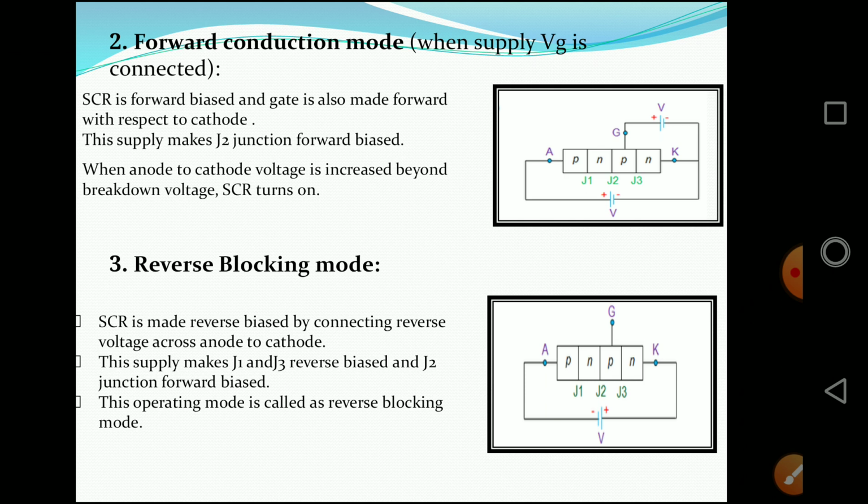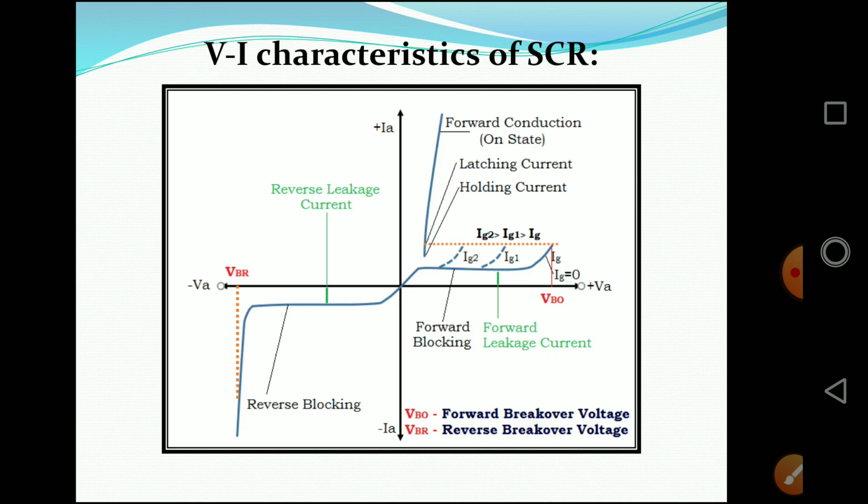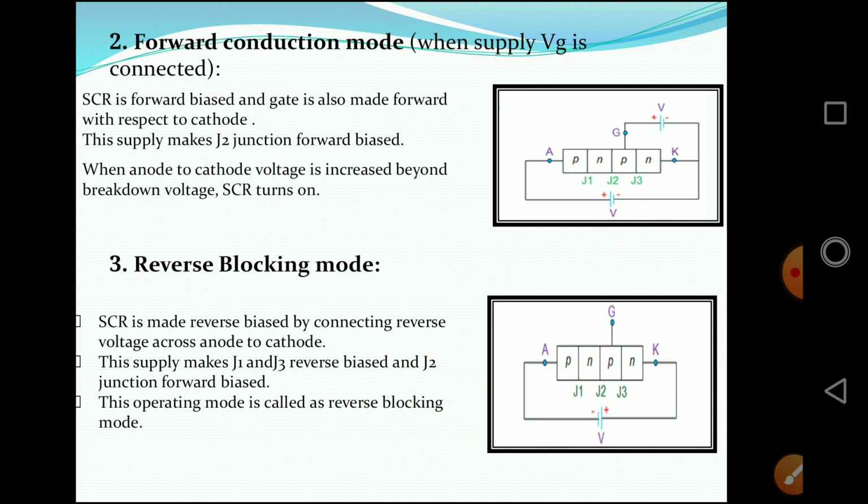So for practical applications, SCR operation in reverse blocking mode is negligible. That is totally neglected. Whenever the SCR is used for any practical application, it is generally operated in forward conduction mode, because forward conduction mode is a safe operation and it takes less time to turn on than the forward blocking mode. All these modes are explained using the VI characteristics in the next slide.